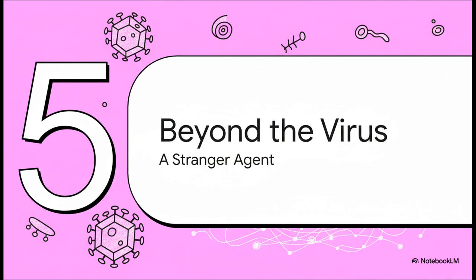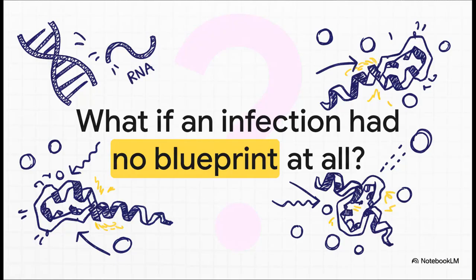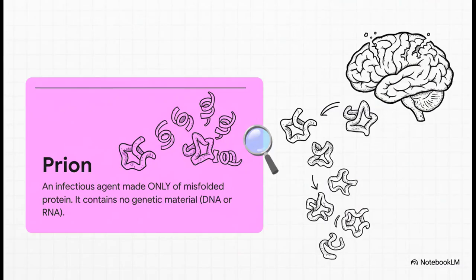So we've seen how the virus is a master of minimalist design, right? But to really, truly appreciate its structure, let's look at something even stranger, something that operates on an even more bizarre and fundamental level. So just think about this for a second. What if you could have an infection without any genetic material whatsoever? No DNA, no RNA, just a single rogue agent that sets off a chain reaction of pure destruction. Well, say hello to the prion.